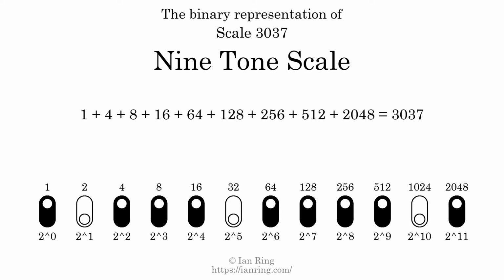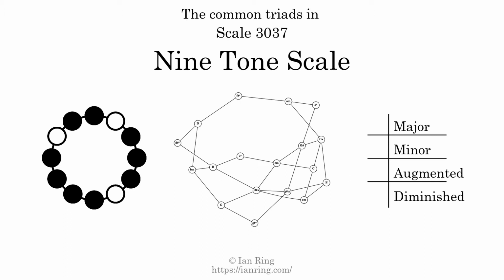The scale number not only enumerates the scale with a unique index, but it also literally describes the tonal content of the scale. Represented as a binary number in base 2, the scale number is 1011101101. Here are the common triads present in this scale.